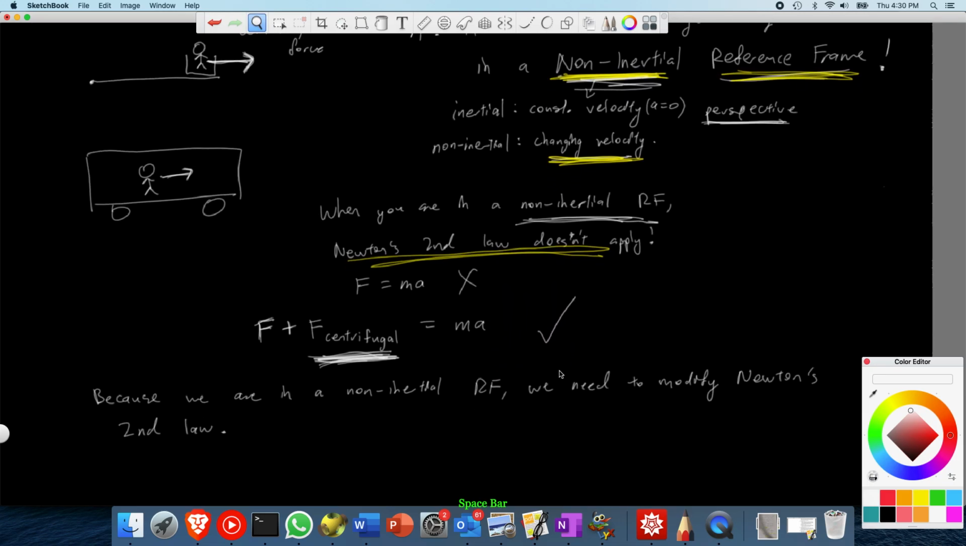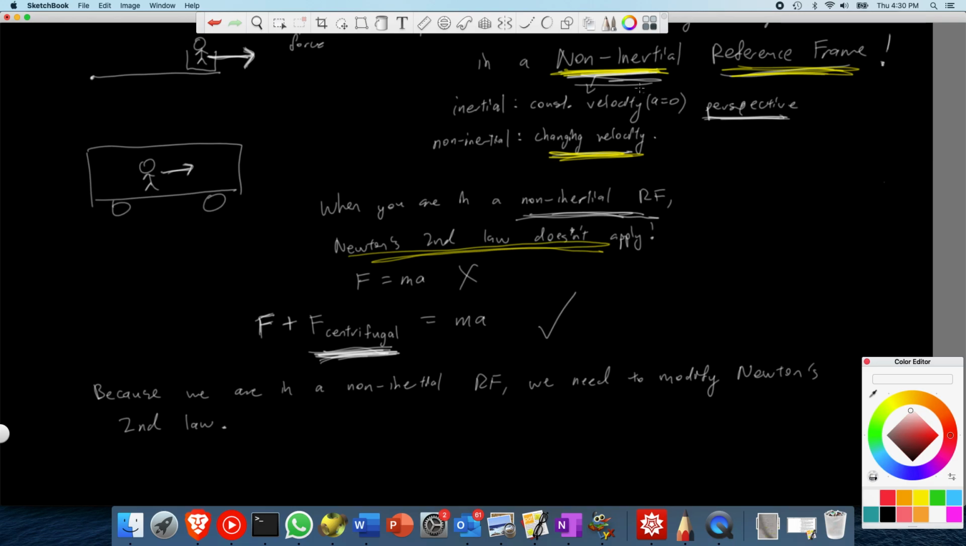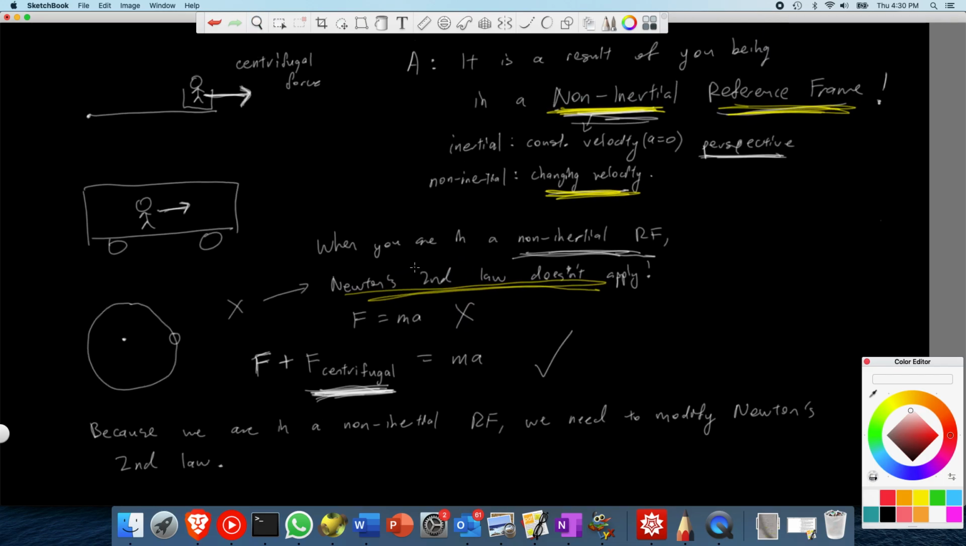So, in other words, when you're undergoing uniform circular motion, from the perspective of the object undergoing that motion, you are in a non-inertial reference frame, and as a result, the original Newton's second law doesn't apply. Instead, you need to add an additional centrifugal force term. The centrifugal force term is a natural consequence of you having a changing velocity.